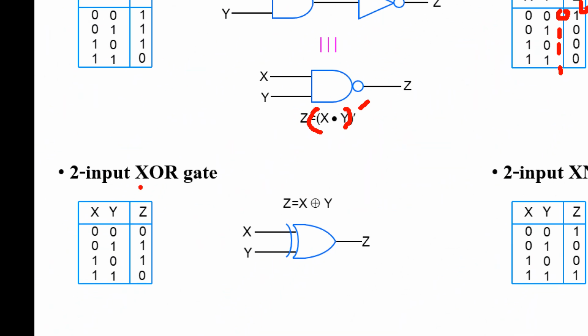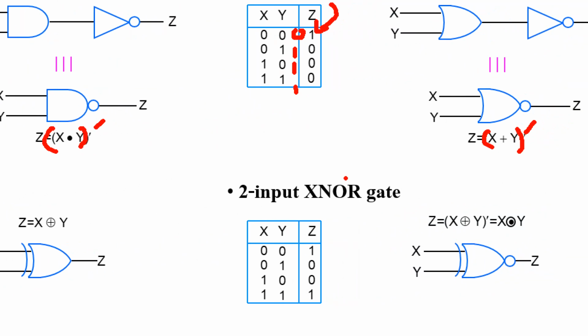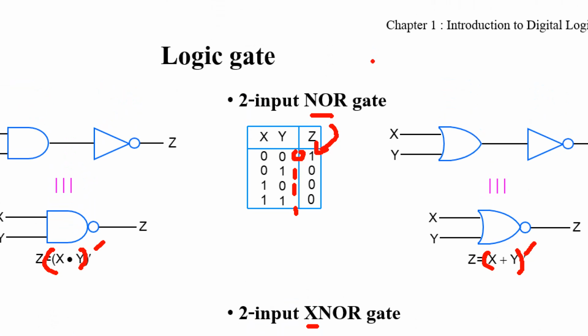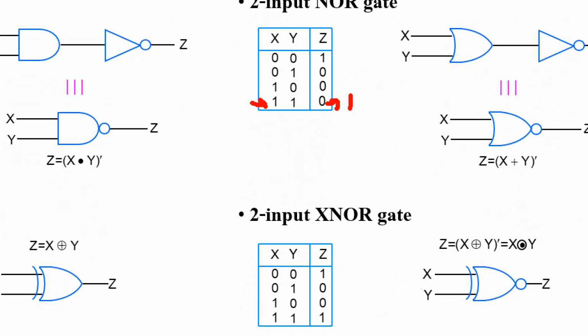And XOR. XOR is from exclusive OR. So the result is quite the same as OR. For OR, the output is 0, 1, 1, 1. But for exclusive OR, it's different in this case: it's not 1, it's changed to 0. That's XOR. For XNOR, it's exclusive NOR, similar to NOR except in this case: it's not 0, it goes to 1. So then it becomes this.